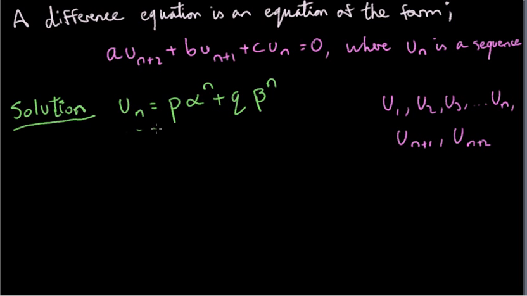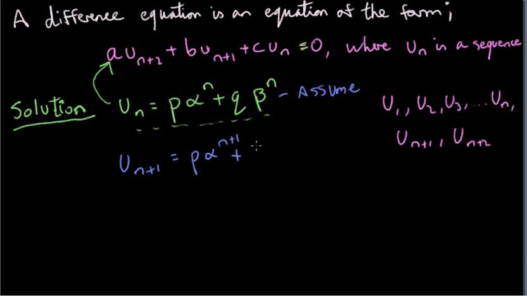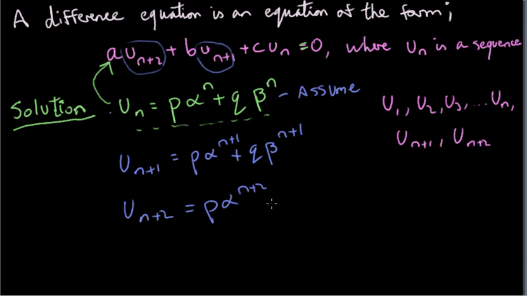I want to show how this is a solution. What are the consequences of this being a solution? We plug it into this difference equation, setting it equal to 0. So to plug it into this, we have u_n. We're assuming that this is a solution. We need u_{n+1}. We get u_{n+1} from u_n: basically, we just replace n with n plus 1, and we'll plug that in for this. And we also need u_{n+2}, so we just look at this and replace n with n plus 2.